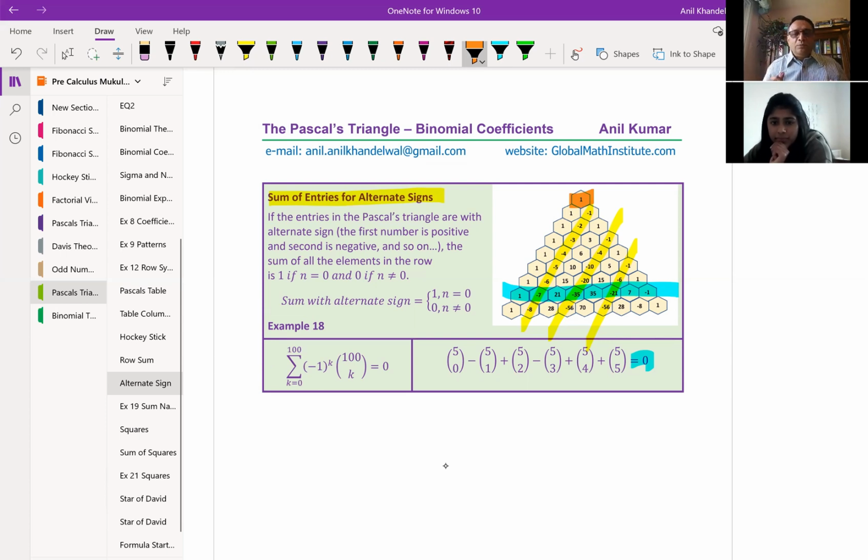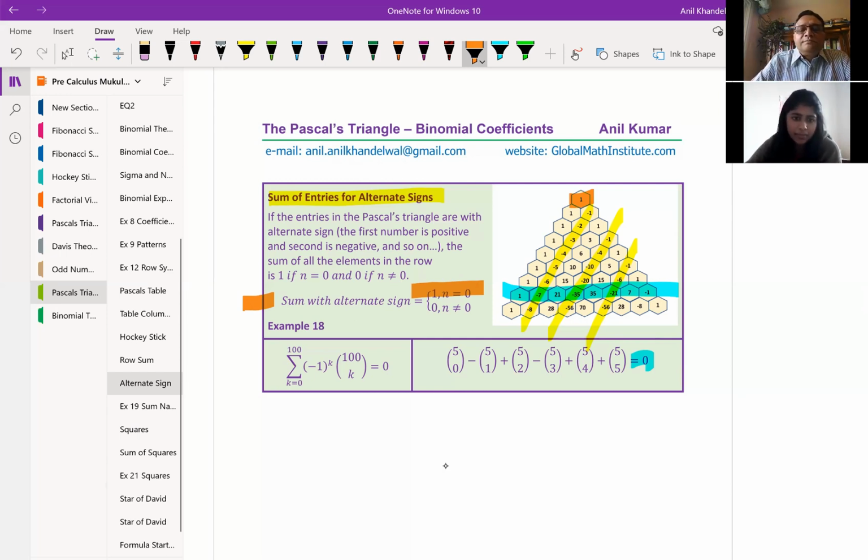So be careful. In an objective type multiple choice question, if they say it is 0 for all, it is a wrong statement. If n is not equal to 0, that means n is 1, 2, 3, 4 in Pascal's triangle, then the sum is 0. But if n is 0, the 0th row, where there is only one row, in that case the sum is 1. So you have to be careful about how the question has been framed and how you need to answer.